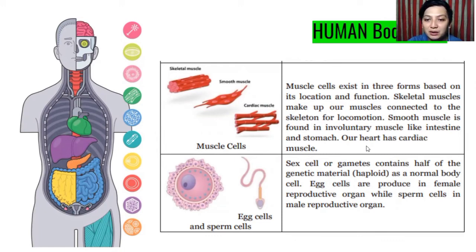Smooth muscle is found in involuntary muscle like intestines and stomach. Ito yung mga nasa bituka natin. Kaya sila tinawag na involuntary kasi hindi mo sila kayang kontrolin. Okay, so they can move on their own. Kapag nagugutom ka na, di ba, yung stomach mo kusang gumagalaw, even yung intestine mo. Then, our heart has cardiac muscle. So, yun yung tinatawag nating cardiac muscle, the muscle of the heart.